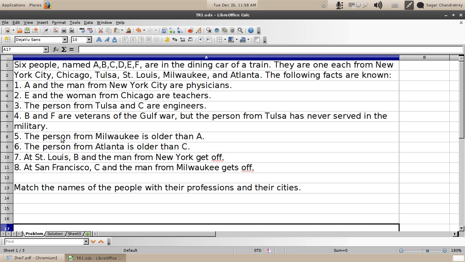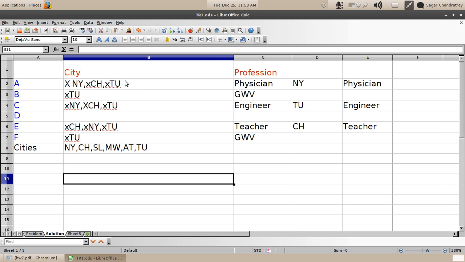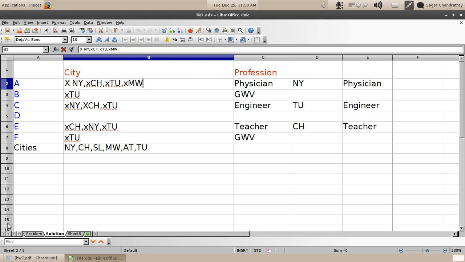Now let's analyze the fifth statement. The person from Milwaukee is older than A. So what this tells us indirectly is that A is not from Milwaukee. So let us write that down in front of A: A is not from Milwaukee.